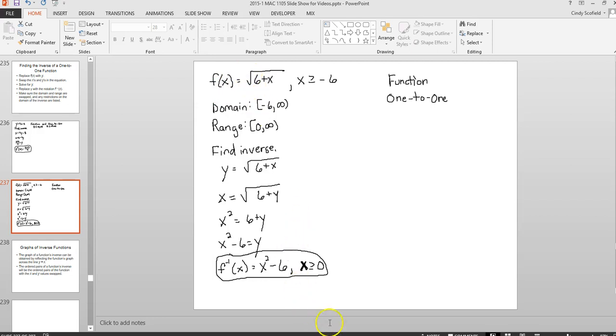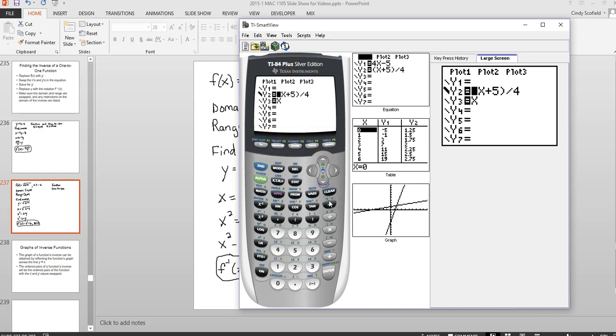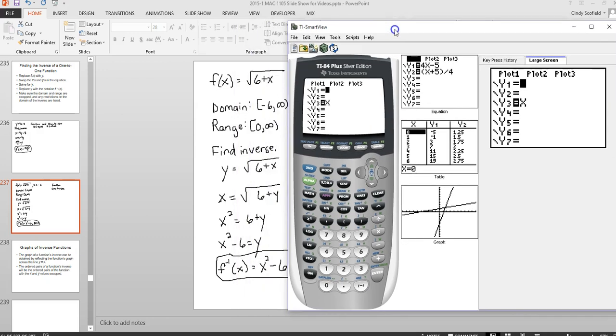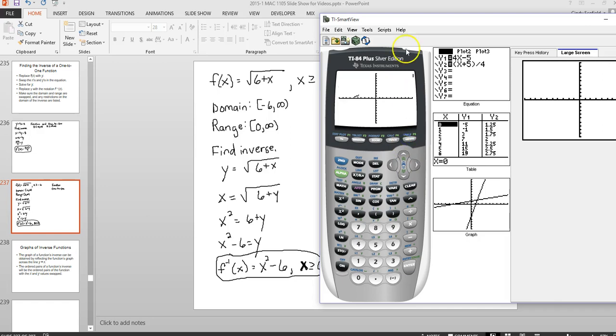We did this one. Let's go ahead and punch that in the calculator as well. Okay. I'm going to leave y equals x as number 3. We had square root of 6 plus x. We also have x squared minus 6. Go ahead and make that one thicker. And hit graph.